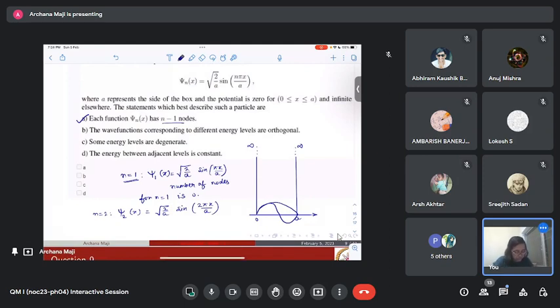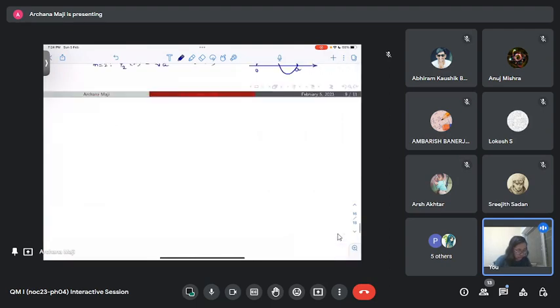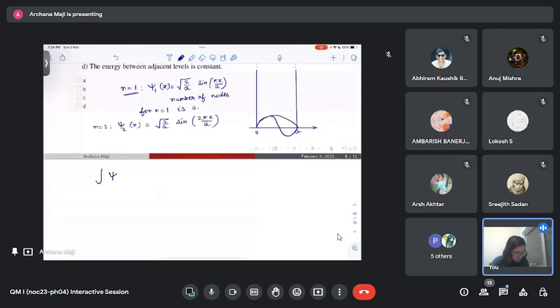Now the second option says the wave functions corresponding to different energy levels are orthogonal. Well, that's true. You can verify it if you are not convinced. What does orthonormal mean? Psi m of x star, but these are not complex, so I can remove that star, psi n of x dx, when m is not equal to n, it should give you 0, from 0 to a if you integrate it. So basically 2 by a.